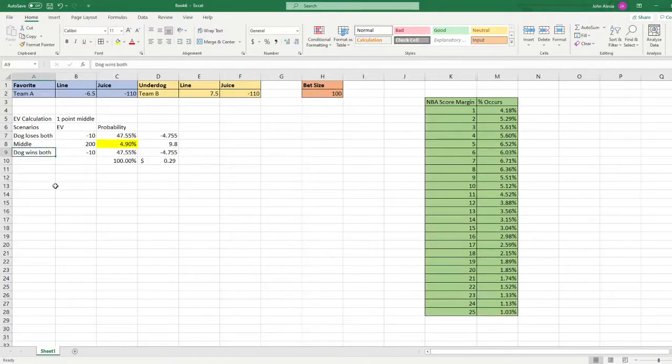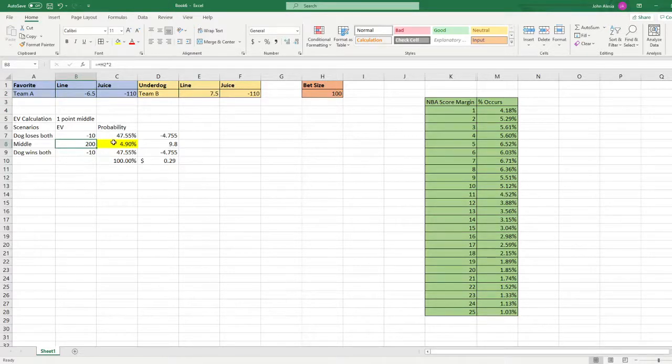All right. Now, if we look at the dog winning both of these bets, in other words, the dog kept this game to 6 points or less or won the game outright, that would mean we would lose the bet on the favorite. So we'd lose $110 for every 100 we bet. On the underdog side, we would win $100. Therefore, we would net minus $10 on those bets. Now, the middle. Of course, this happens when the game lands exactly on 7. We're going to win double our bet size because we bet 100 at minus 6.5, 100 at plus 7.5, and the game lands at 7. We win both, plus $200.